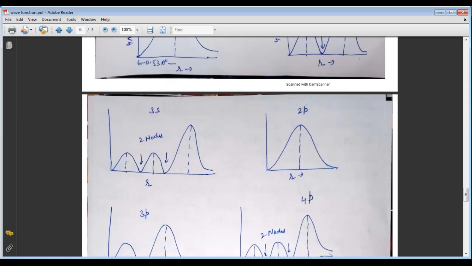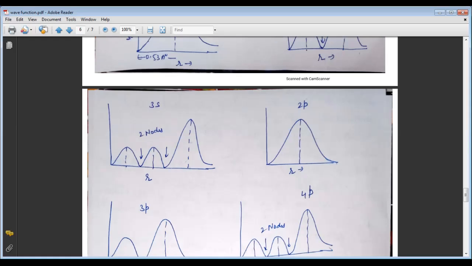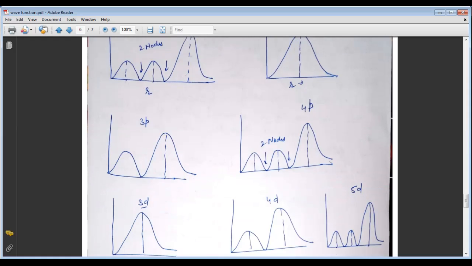For the 3p, the curve has two maxima separated by a region of zero probability, and zero probability means there is one node. Similarly, the 4p has three maxima, and here two nodes are present.